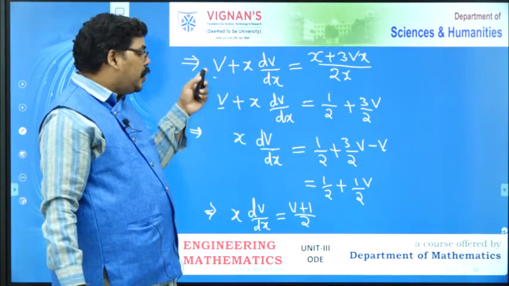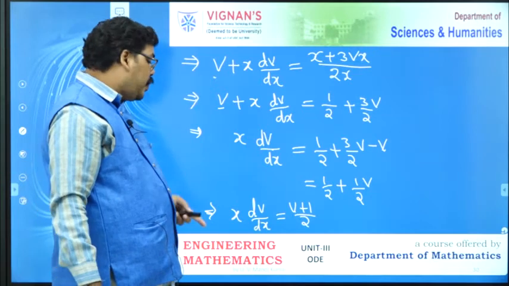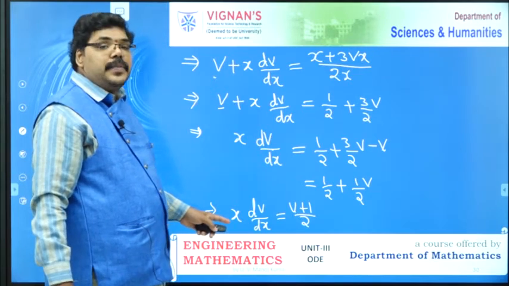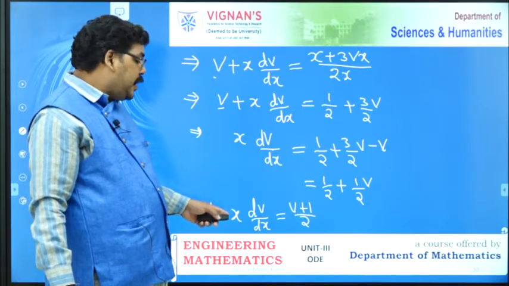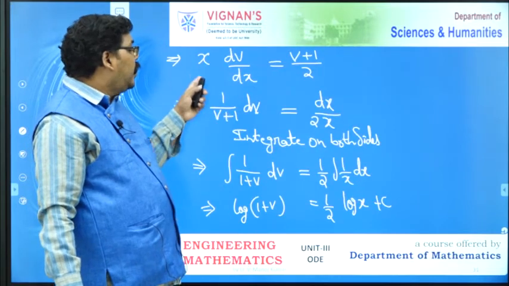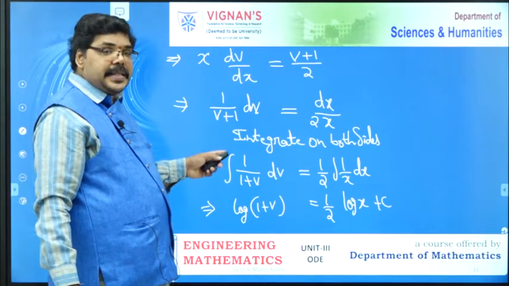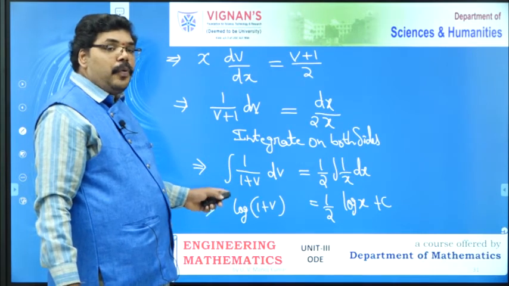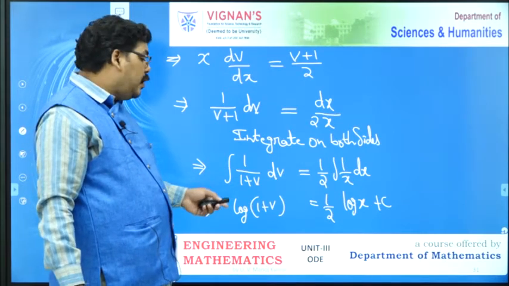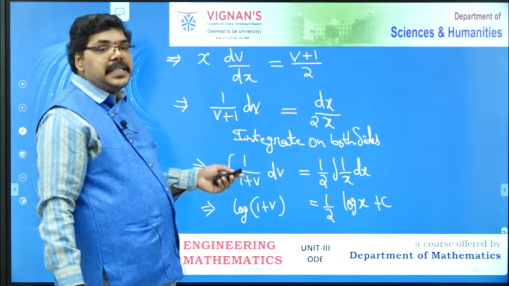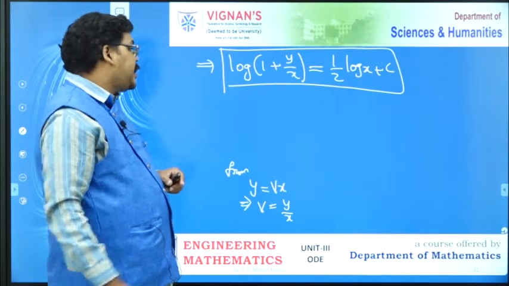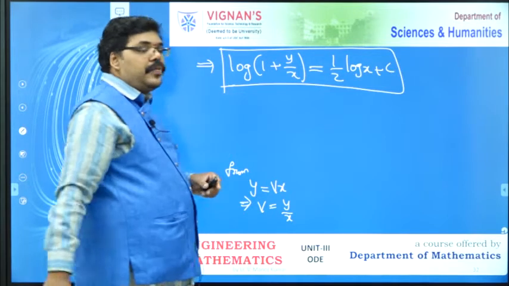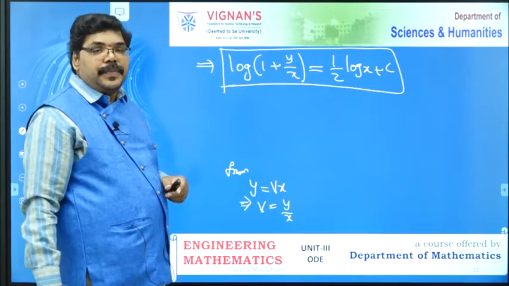So simplify this so that it can be written in variable separable form. So here is the variables separable form. After it is reduced into variables separable form, we are integrating on both sides. After getting the result of integration, we are again back substituting v. What is v? v is nothing but y by x. So this is our solution for the given differential equation.